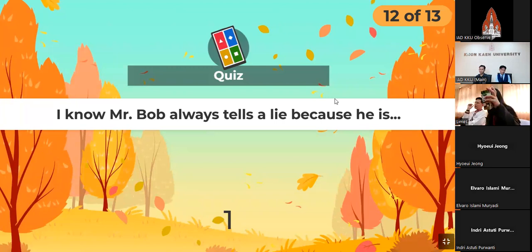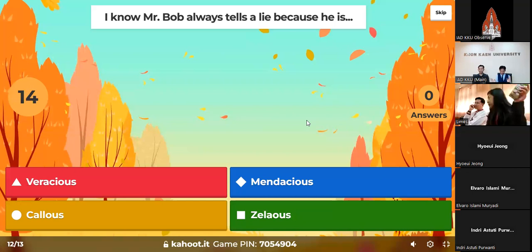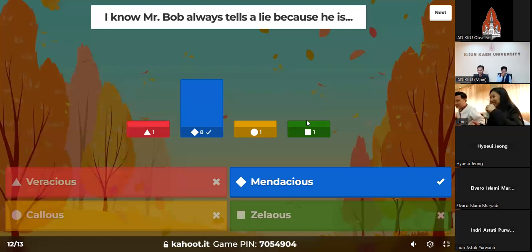Mr. Bob always tells a lie, because he is like, this one is C1, and C2. Mendacious. Sorry, guys, that's nice. Sorry, phrases, just kidding. Veracious means someone who always tells the truth. Callow is inexperienced. Zealous means really well motivated, not jealous, but zealous. Mendacious is someone who tells a lie.